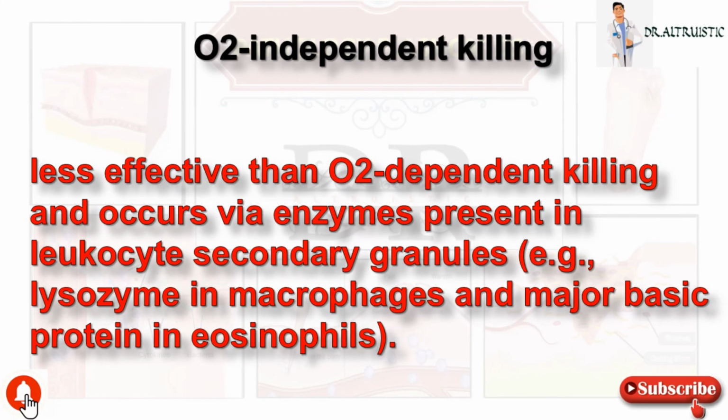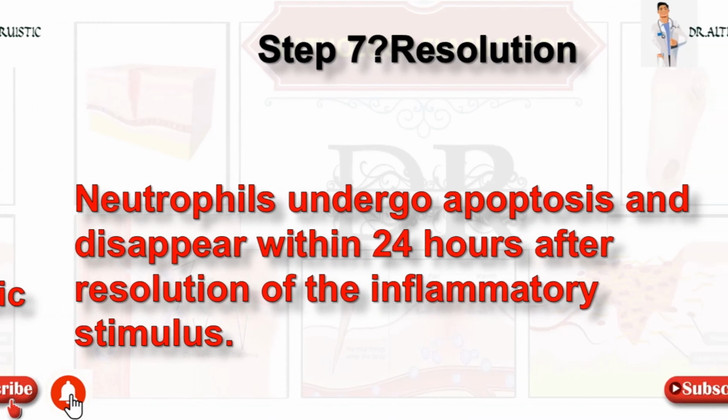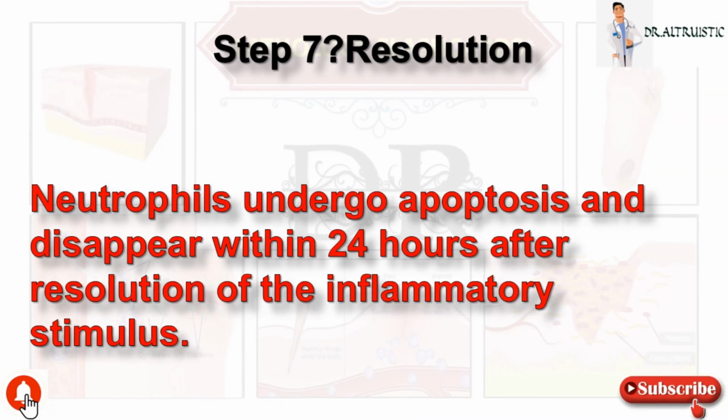O2 independent killing is less effective than O2 dependent killing and occurs via enzymes present in leukocyte secondary granules, e.g., lysozyme in macrophages and major basic protein in eosinophils. Step 7, resolution: neutrophils undergo apoptosis and disappear within 24 hours after resolution of the inflammatory stimulus.